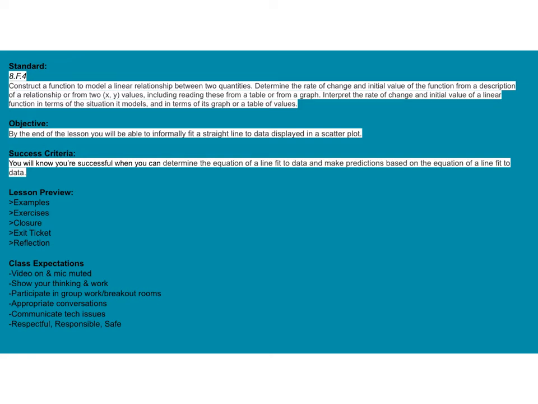Good morning. Today we are going to continue with lesson 9 of module 7. This lesson is pretty similar to the lesson we did on Tuesday, informally fitting straight lines to data, that line of best fit that we call it. Today we are just going to do a little bit extra of a step and create an equation for that line of best fit and then use that equation to make predictions. All right, let's go ahead and get started.